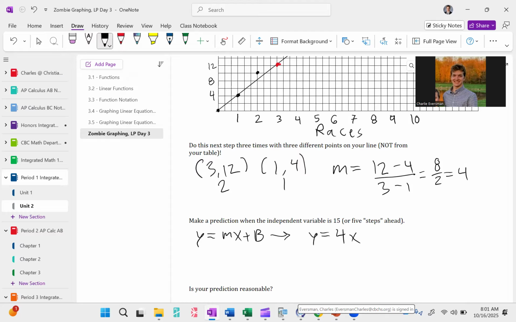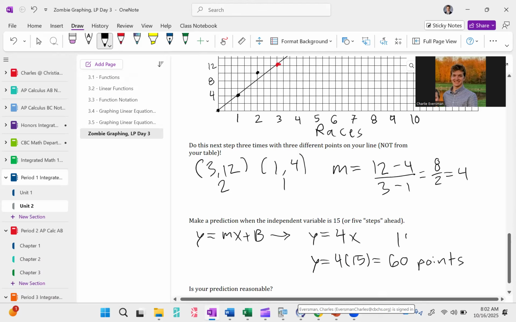So now for my prediction, say I swim 15 races, how many points should I expect to be scoring for my team here? I can expect to score 60 points, right? So what my slope means, right? This was after 15 races. After 15 races, I score 60 points.